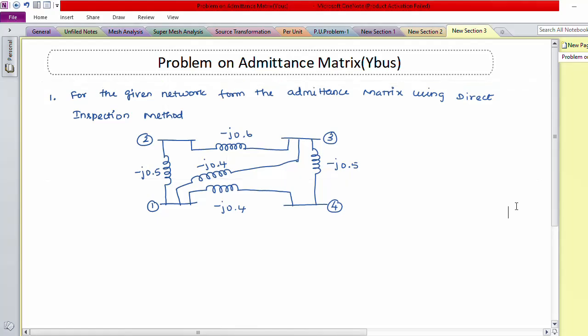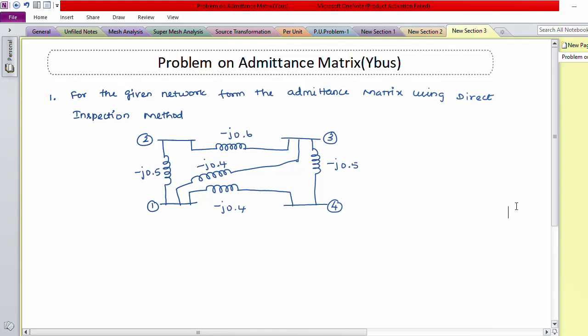Welcome to the lecture. Today we are going to see the problems on bus admittance matrix using direct inspection method. Let us see the example. For the given network, form the bus admittance matrix using direct inspection method.